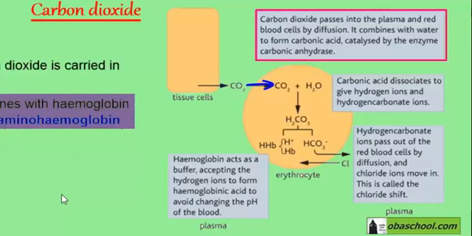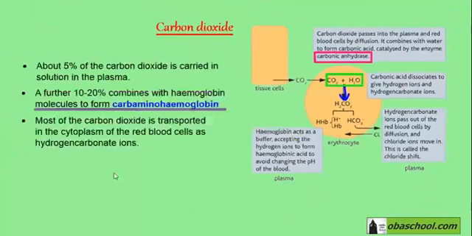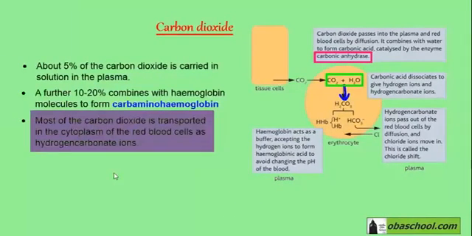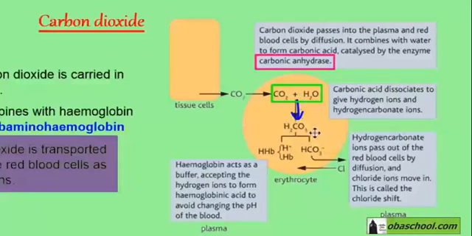So carbon dioxide will pass into the plasma from the tissue cells due to its concentration gradient through diffusion. It will combine with water inside of the red blood cells, and this combination is going to form carbonic acid. So CO2 plus H2O inside of the red blood cells after diffusion from the tissue cells will give us H2CO3 under the action of carbonic anhydrase, which is the enzyme. Most of this is transported in the cytoplasm of red blood cells as hydrogen carbonate ions. This is due to dissociation.